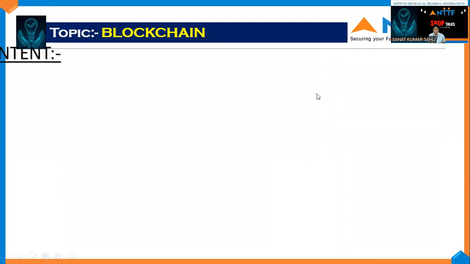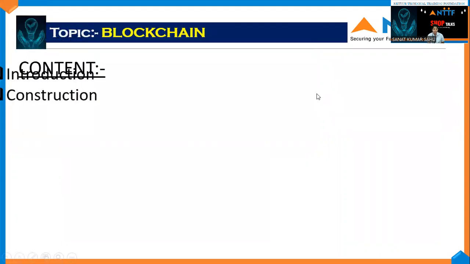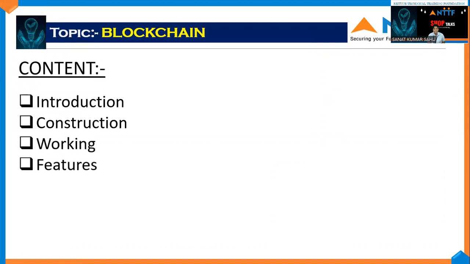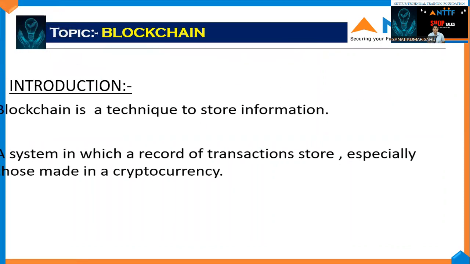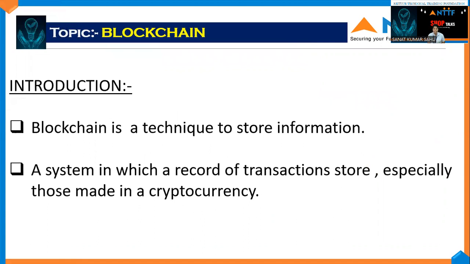Today's topic contents are introduction, construction, working, advantages, disadvantages and applications. Blockchain was introduced by Satoshi Nakamoto in 2008. It is a technique where we can store information. It is mainly made up of cryptocurrency, meaning unique code. Blockchain is also known as a database where we can store data like images, photos and videos.